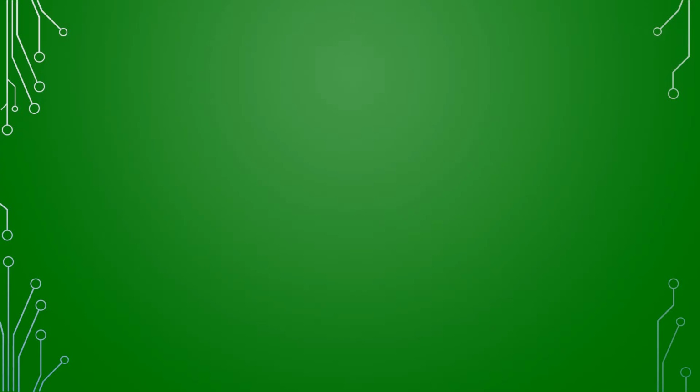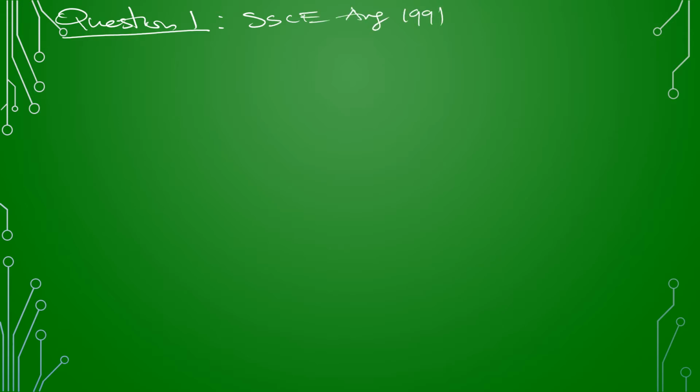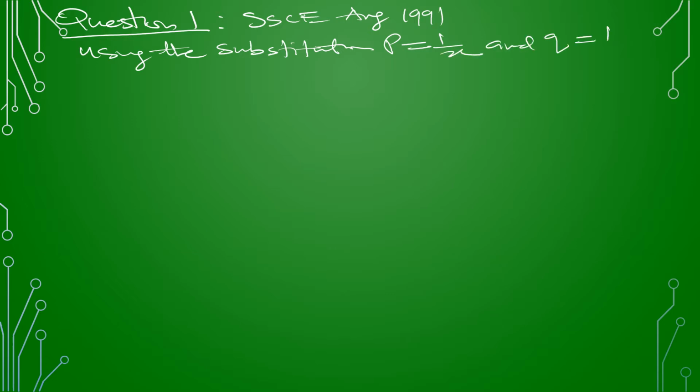On this session, we shall be looking at problem solving in simultaneous equation. Let's dive straight in. Now let's take the first question. Question 1. We shall be solving two questions, but you are going to benefit from it. This is SSC August 1991. They say using the substitution P as equal to 1 over X and Q as equal to 1 over Y, solve the simultaneous equation.